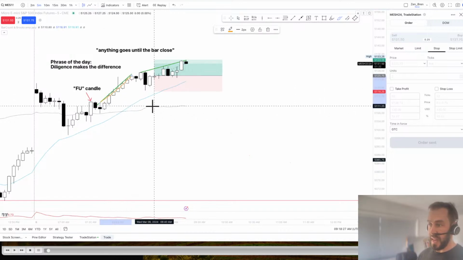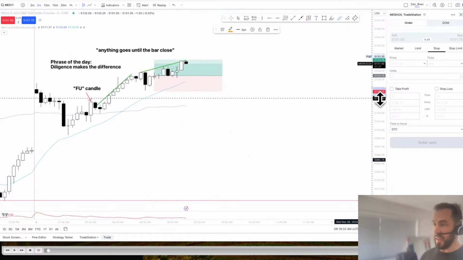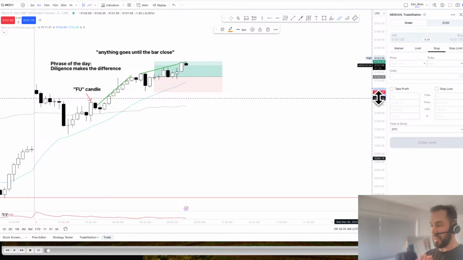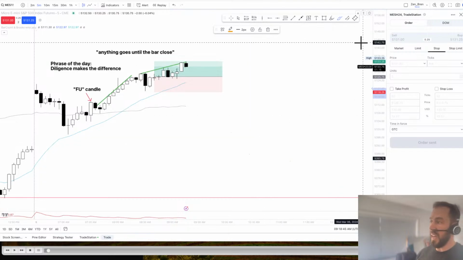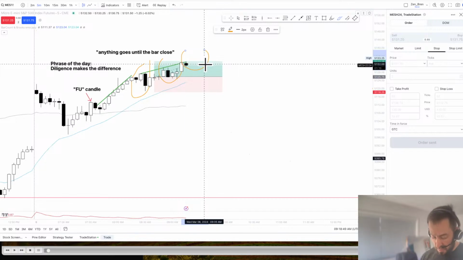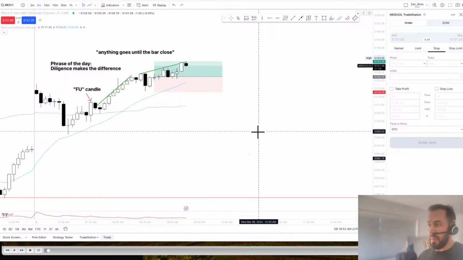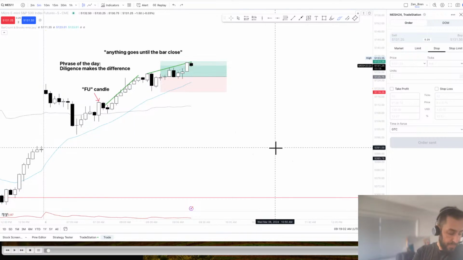Okay, so look at that angle, and now look at this angle. It starts to flatten. Okay, so that's how you can tell this trend is going from strong to not as strong. Okay, and then eventually it becomes flat, and then you get two-sided trading, and the whole time the sellers are trying to break the momentum of the buyers, and they keep trying and keep trying and keep trying. Obviously the buyers are trying to do the opposite. They're trying to keep the momentum.